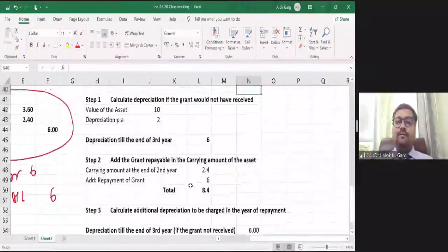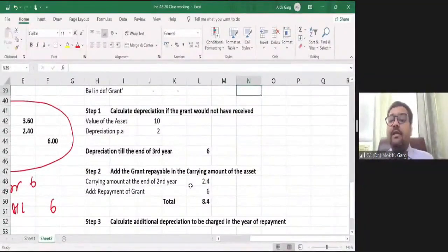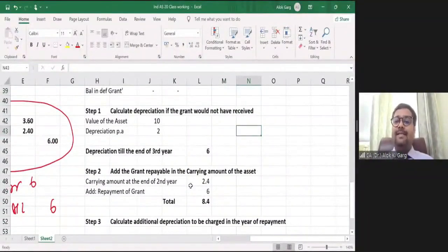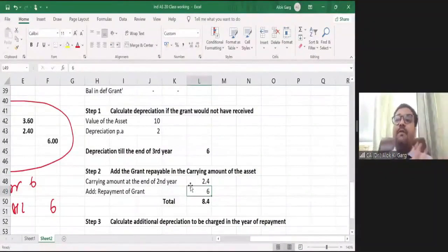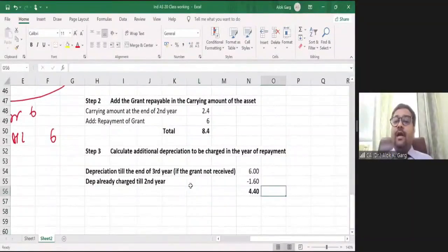So step 1, calculate depreciation if the grant would not have been received. It is 6 lakh. Then you are required to add the grant which is repayable in the carrying value of the asset. Why? Because we are repaying the grant. It means if we have not received the grant, of course this will form part of the cost of the asset only. Then we need to see how much excess depreciation is required to be charged.